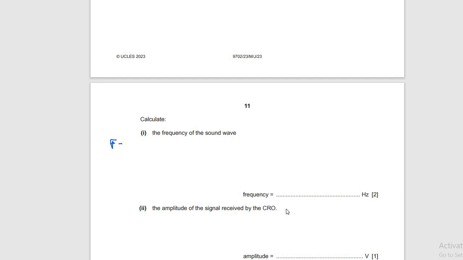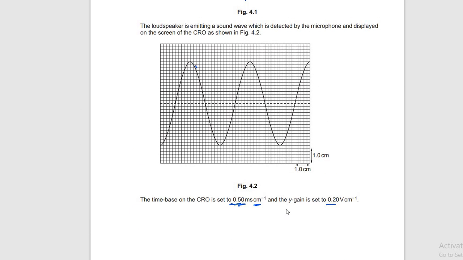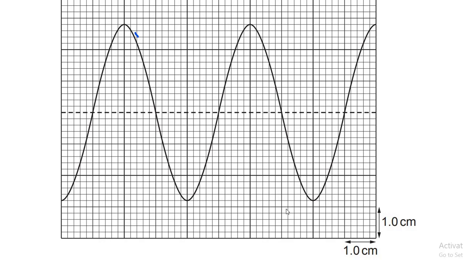Frequency is 1 over period. Now what's the period of this wave? Okay, period, let me enlarge the graph. So period, you can take a period from here to make it easier to this side. That's 1 cycle.